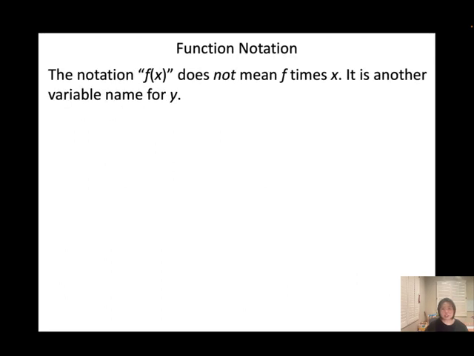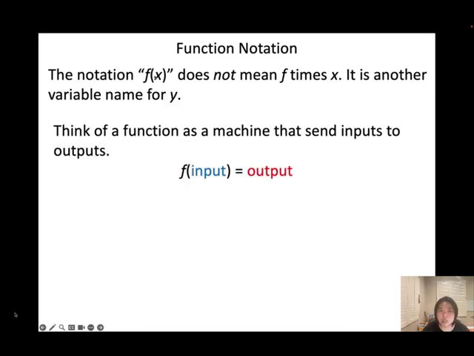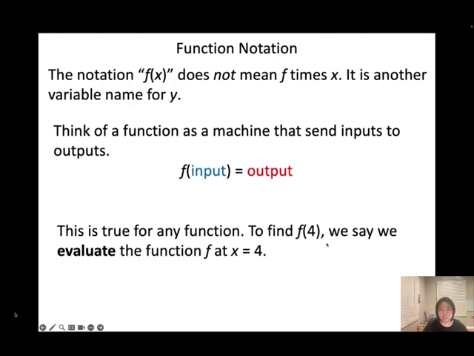And the notation does not mean f times x. This does not mean multiply. It is another variable name for y, okay? They do have the same thing, y equal to f of x. Think of x just like your input and f of x equal to output here. Plug in x to the f here, and then find out what you get, and that will be the output equal to your y here. So for example, if I see f of 4, we're going to say that we want to find the function f when x equal to 4.